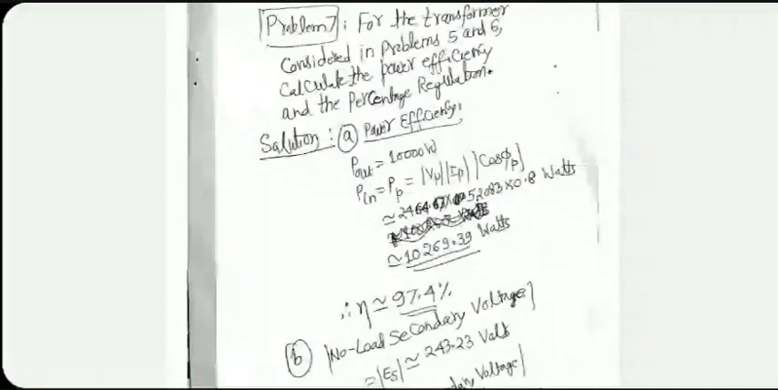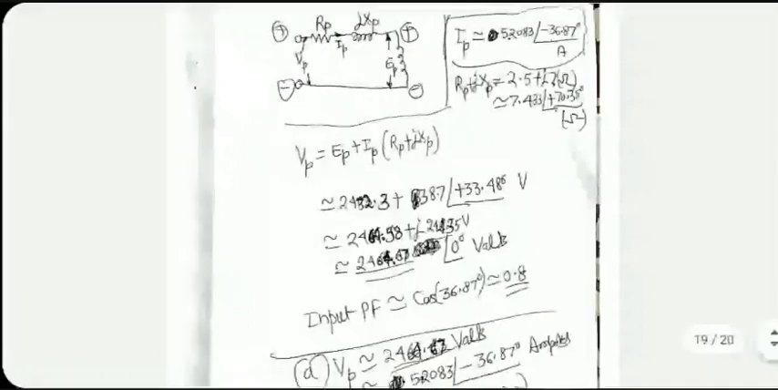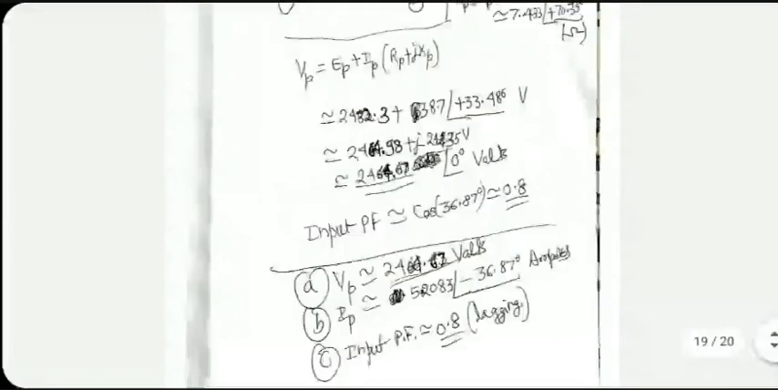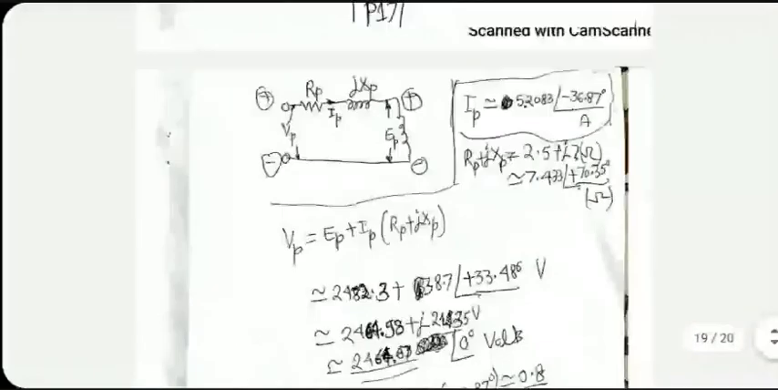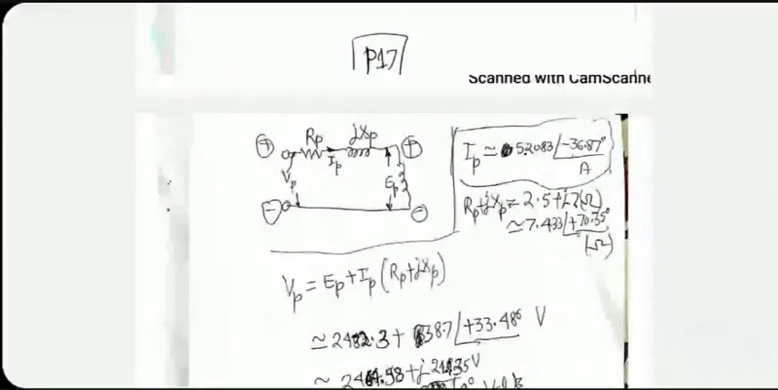In the previous 2 problems, whatever transformer we have considered, for that transformer, you calculate the power efficiency and the voltage regulation. Power efficiency is output power divided by input power. Output power is 10,000 watt. We have seen it already. Input power will be magnitude of VP, magnitude of IP, and cos of the angle. We have calculated magnitude of VP as 2464 point something. Magnitude of IP as 5.2083. And the angle is 36.87 degrees.